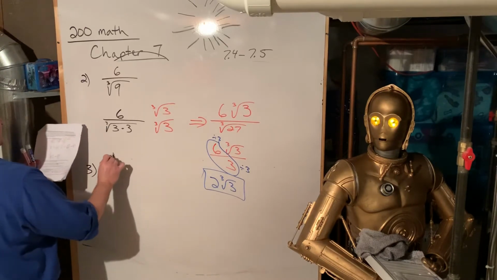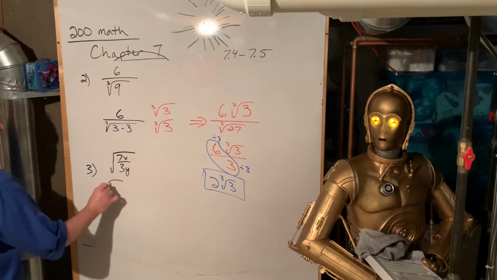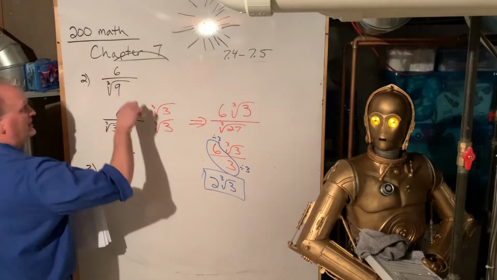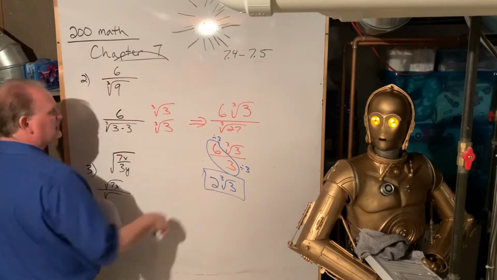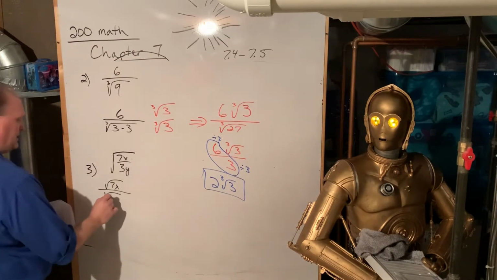We've got the square root of 7x over 3y. Again, I'm only worried about fixing the bottom. If you notice that this one, the numerator was good. The top was good, and I kind of messed it up. Now the top isn't good, but the bottom is good. So we're rationalizing the denominator.